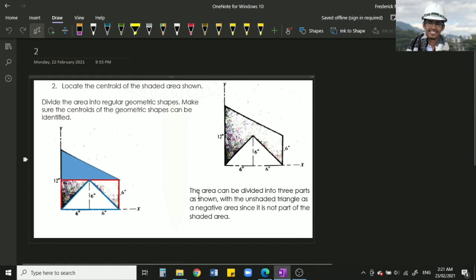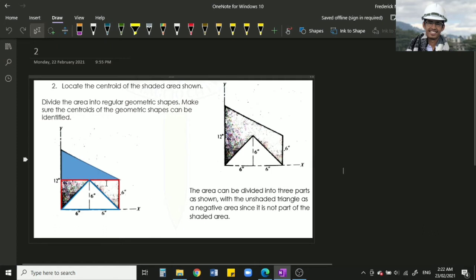So sabi niya dito, the area can be divided into 3 parts as shown, with the unshaded triangle as a negative area since it is not part of the shaded area. So yung area natin dito na triangle is magiging negative siya since hindi siya part nung kailangan nating makuhang centroid. Okay? So pwede natin siyang i-divide into 3 parts. So first part is yung triangle dito sa taas. Second part is yung rectangle. Itong naka-highlight ng red. And third is yung ating triangle, which is magiging negative siya kasi hindi siya part ng ating shaded area.